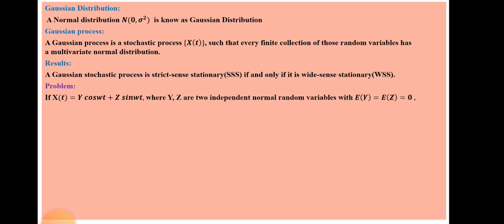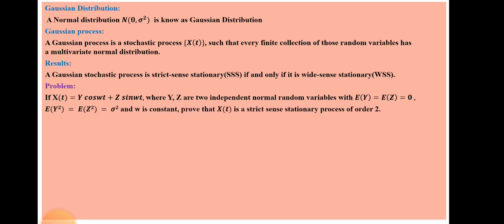X of t is equal to Y cos wt plus Z sin wt. Y and Z are two independent normal random variables with mean 0 and variance sigma square. Now w is a constant. Prove that x of t is a strict-sense stationary process of order 2.